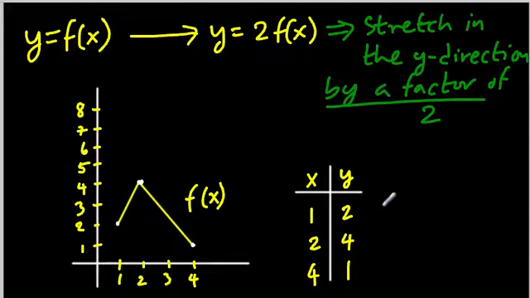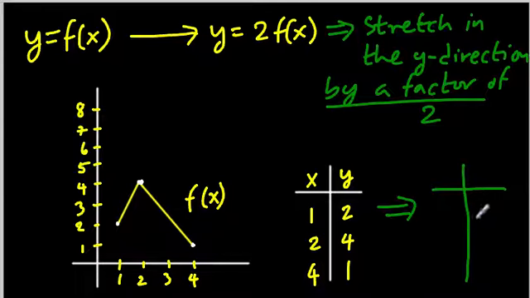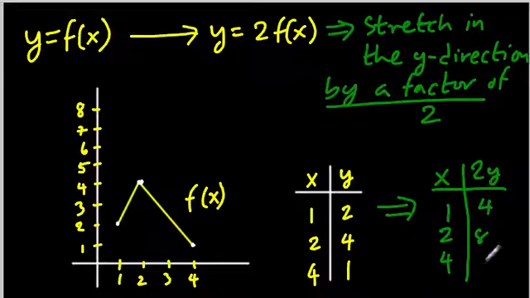So this is the old xy table for this original function. What will the new function look like? As we said, the x's remain the same, but all the y's are stretched by a factor of 2, in other words doubled, so it's 2y. So what would that look like here? It would be 1, 2, and 4, and the y's would now become 4, 8, and 2. All I did was multiply each of these by 2. So that's what we get.